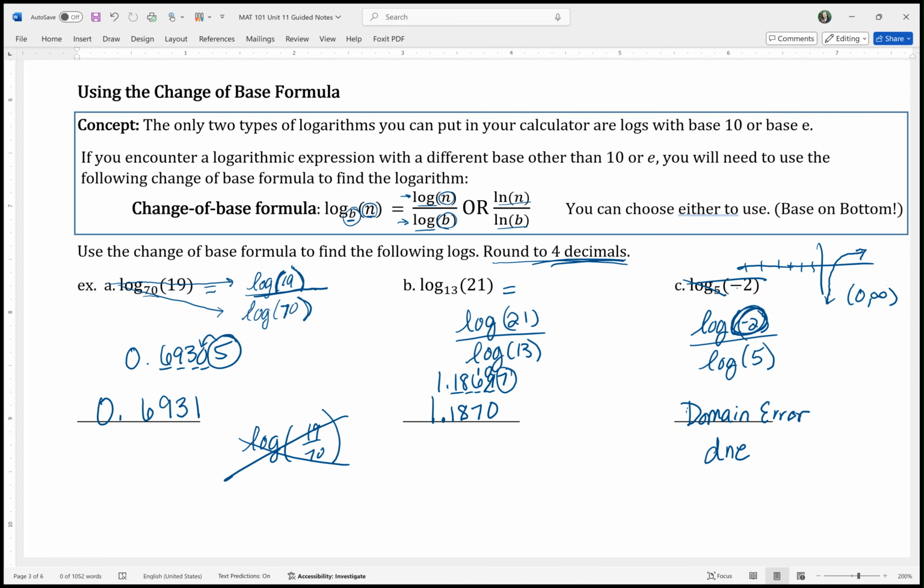Okay, so log of negatives does not exist, and then you can see how to do the other change of base formulas if we do have all positive numbers.